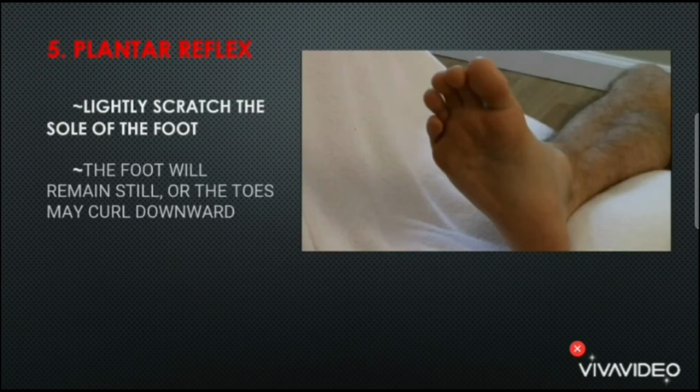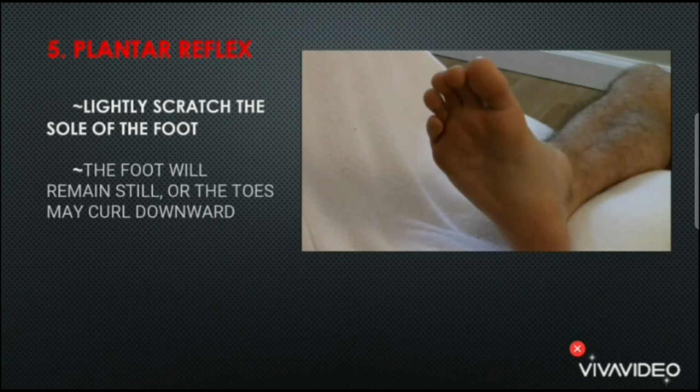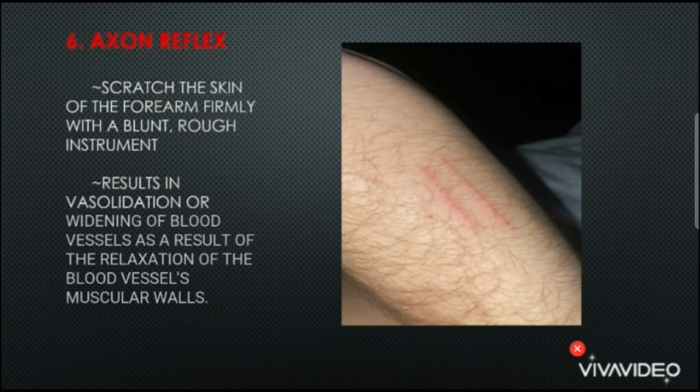Fifth is plantar reflex. Lightly scratch the sole of the foot, and as a result, the foot will remain still or the toes may curl downward. Sixth, axon reflex. Scratch the skin of the forearm firmly with a blunt, rough instrument. This results in vasodilation or widening of blood vessels as a result of relaxation of the blood vessels' muscular walls.